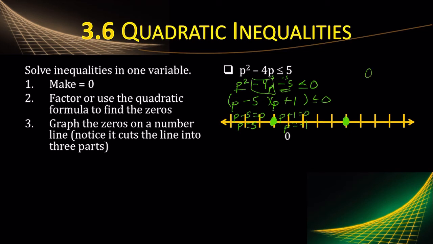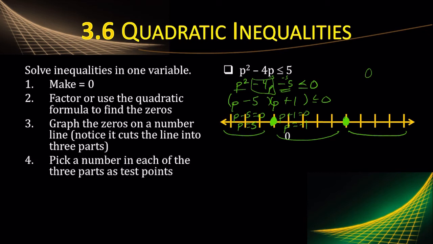Notice it divides the number line into 3 parts. We have the first part, second part, third part. We're going to pick a number in each of these 3 parts to test. So in this first one, maybe let's test -2. The middle, I like testing 0. We're going to test 0. And in the upper part, let's test 6.